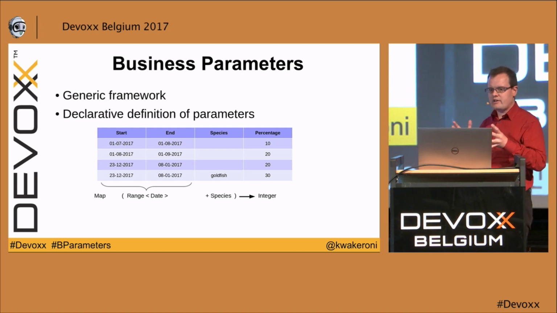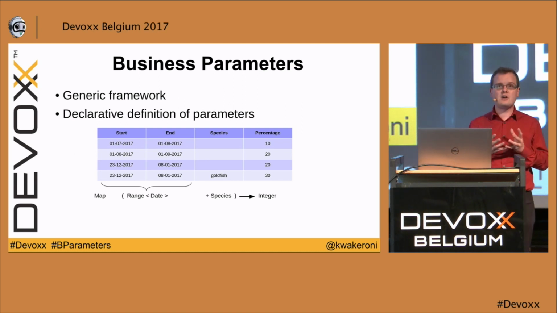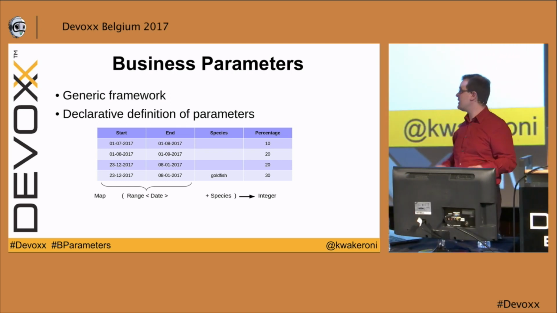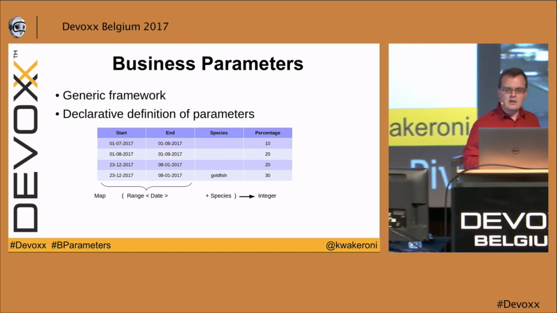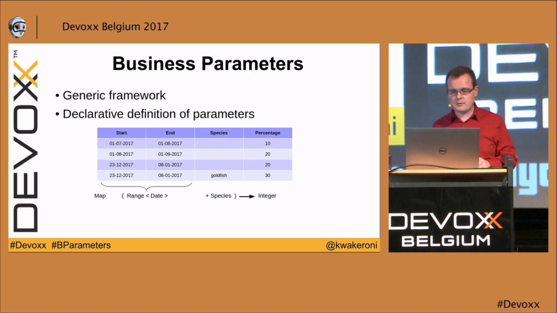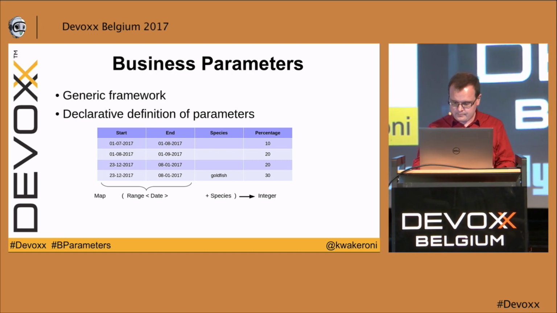So we want to be a generic framework where you can have a more declarative definition of your configuration parameters. So for example, here what we're trying to do is we want to map some range of dates, possibly including a species of animal, and we want to map that to an integer. In this case, the percentage of discount.